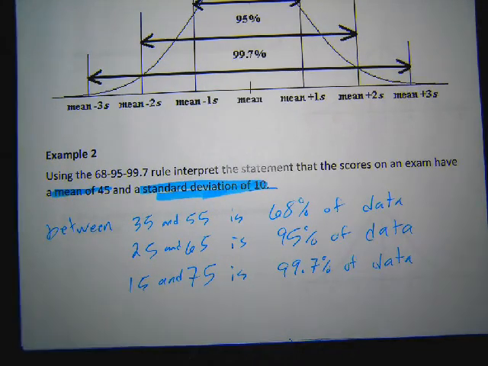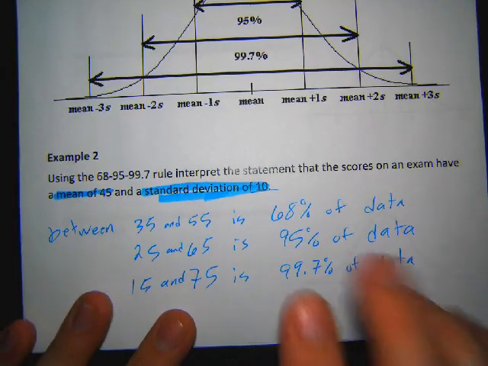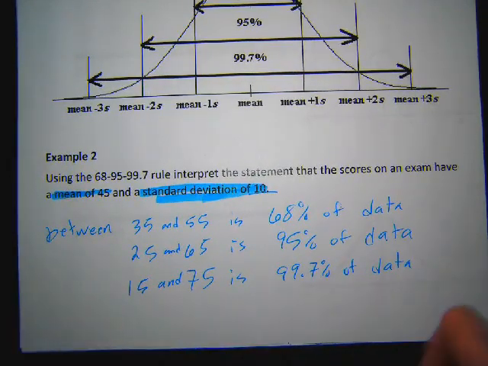So if someone takes this test and they get like an 85, I would start looking to see if maybe they cheated, because that's a really rare, unusual score. The score should probably be between 15 and 75. Anybody who gets outside of that, something's going on. That's kind of weird. So that's the 68, 95, 99.7 rule. Another name for this is called the empirical rule. That's just another name for it.